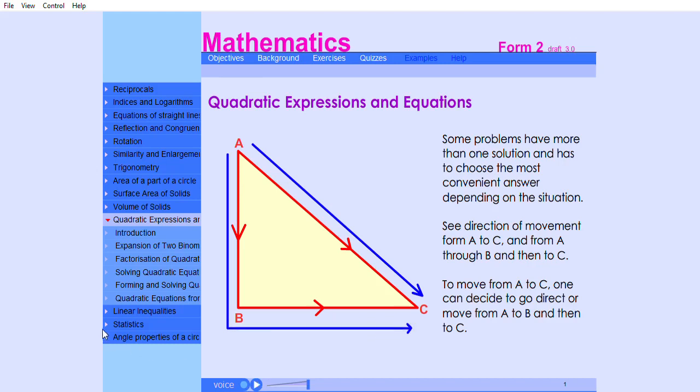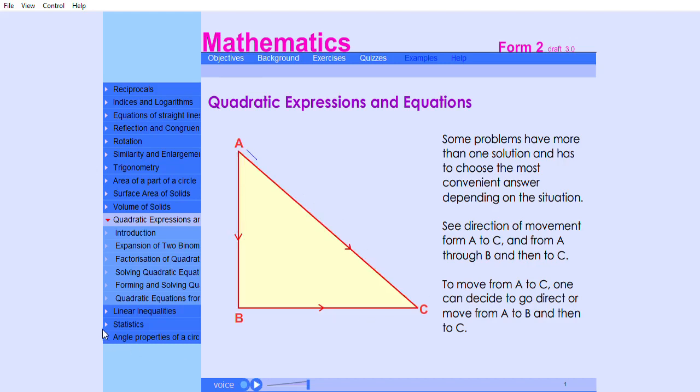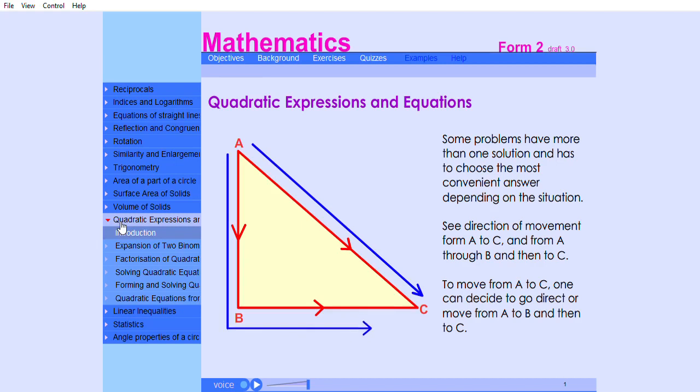Quadratic expression and equation. Some problems have more than one solution and one has to choose the most convenient answer depending on the situation.